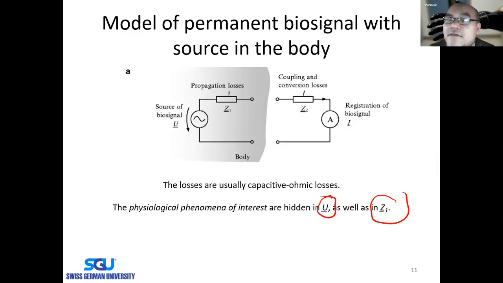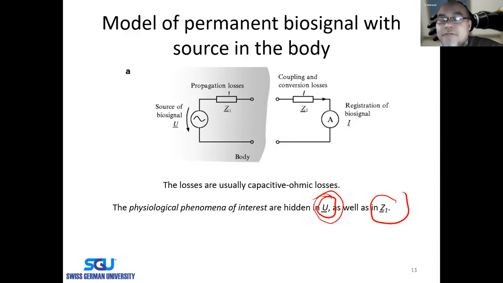On the other hand, if we want to know the signal source within the body itself, like the heart or the muscle, then what we want to capture is U, the biosignal source. It depends on which physiological phenomena of interest we want to register. This is what makes a biomedical sensor a bit more complicated and complex compared to sensors used in other, non-biomedical applications.